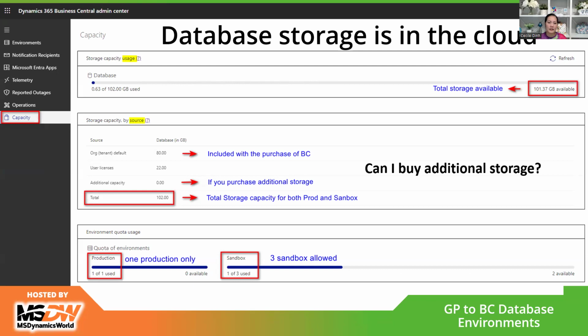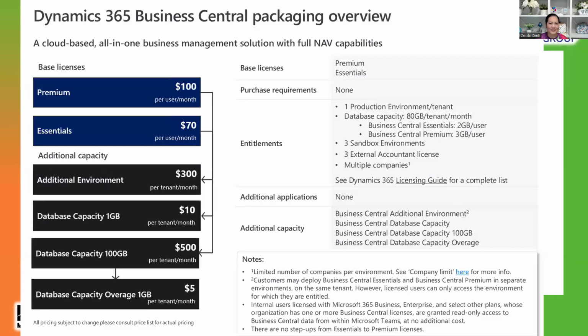Okay, so the question is, can I buy additional storage? The answer is yes, you can. This information is as of today. I'm not sure now how much the price is, but this is what I got a few months ago. The premium license per user per month is $100. The essentials license is $70.